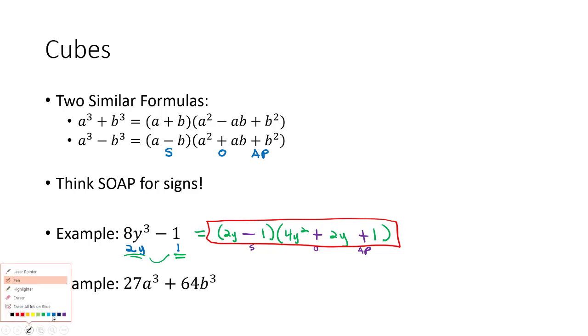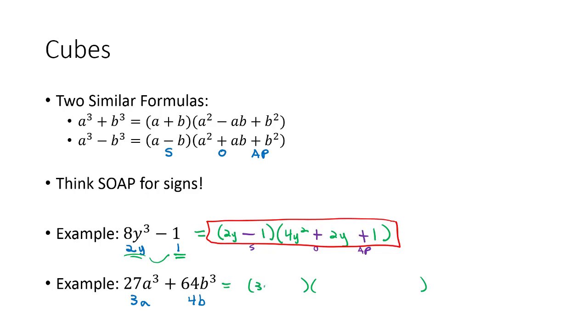Here's another example. 27a cubed plus 64b cubed. Once I see cubes, I think, is something cubed, something to the third power, 27? Well, 3 to the third power is 27. And a to the third power. So 3a is the cube root. What to the third power is 64? 4 to the third power is 64. And b. So those are the two parts we're going to use to make our factors.